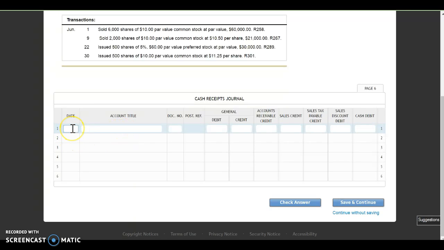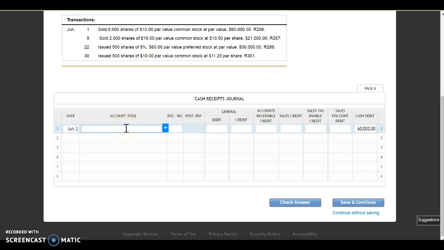First one, we have June 1st. It says that we sold 6,000 shares of $10 par value common stock at par value for $60,000, receipt number 258. So since I'm in my cash receipts, I'm always going to put in my cash debit first because I'm receiving cash. I want to record my debits first. Okay, so I'm receiving $60,000. I'm going to put that in.